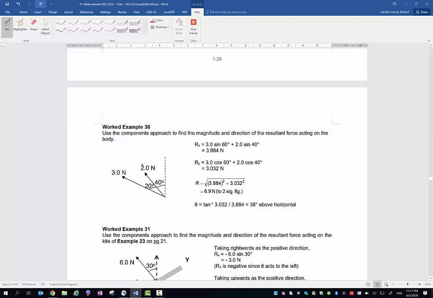It's absolutely not 5 because this is a vector addition. So for vector addition, what do we do? Find what Rx is, find what Ry is, and then you get the answer.